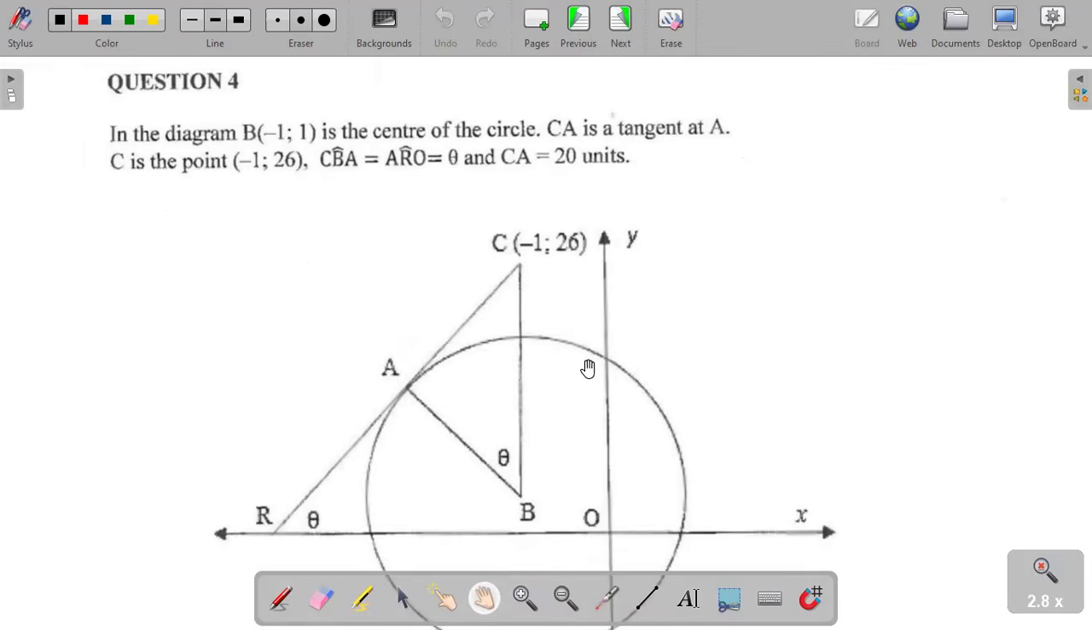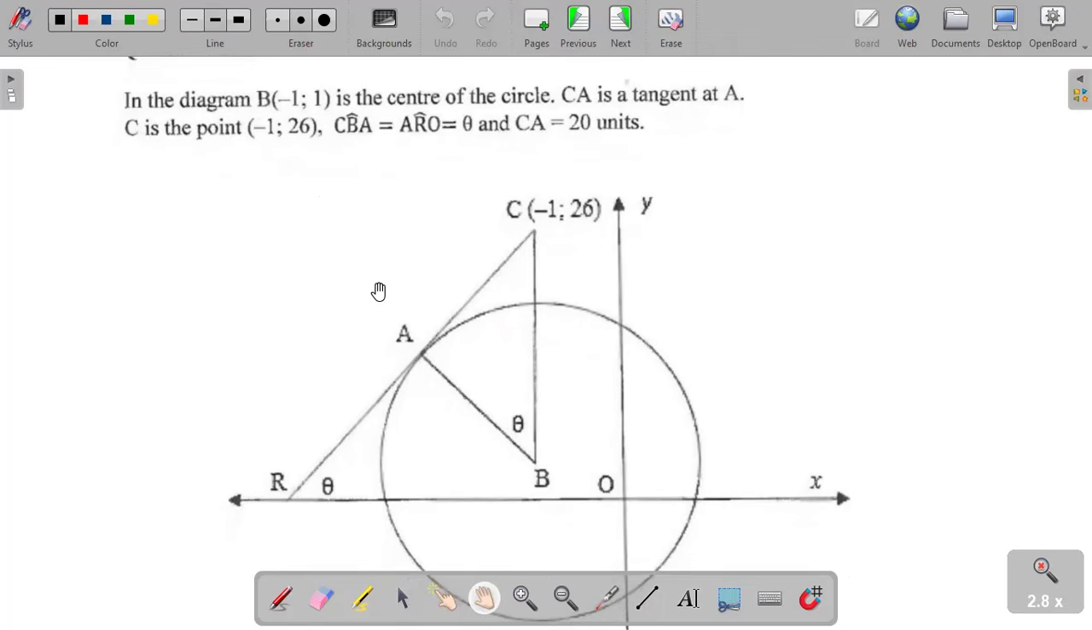So for question 4 we have: in the diagram, B (-1, 1) is the center of the circle. CA is a tangent at A. C is the point (-1, 26). Angle CBA equals angle ABO equals theta. CA equals 20 units.